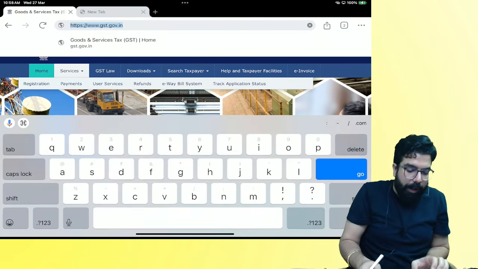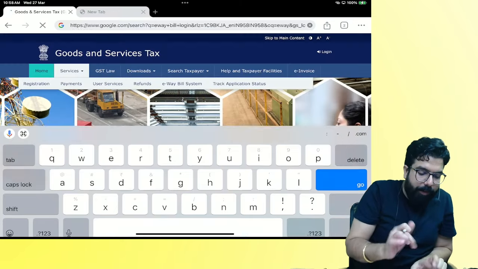This is one common portal. Other common portal is the e-way bill portal, which is here.